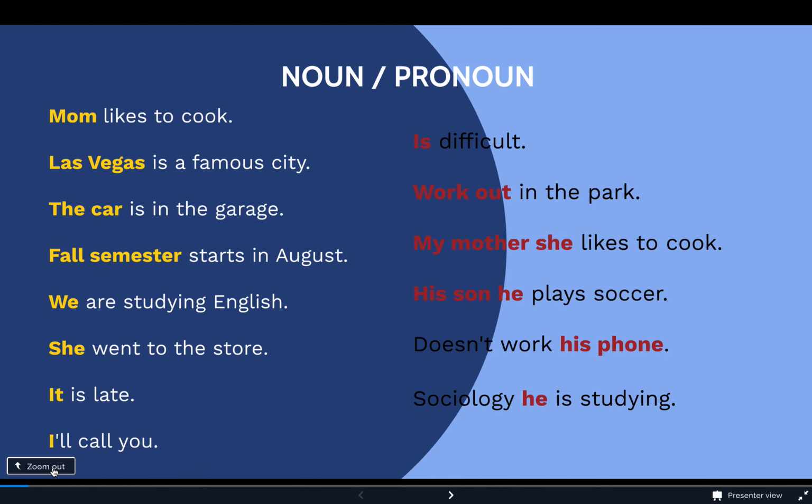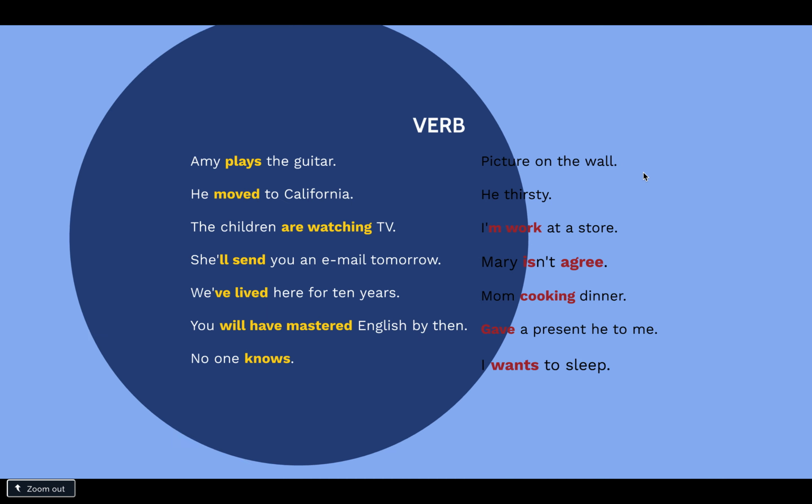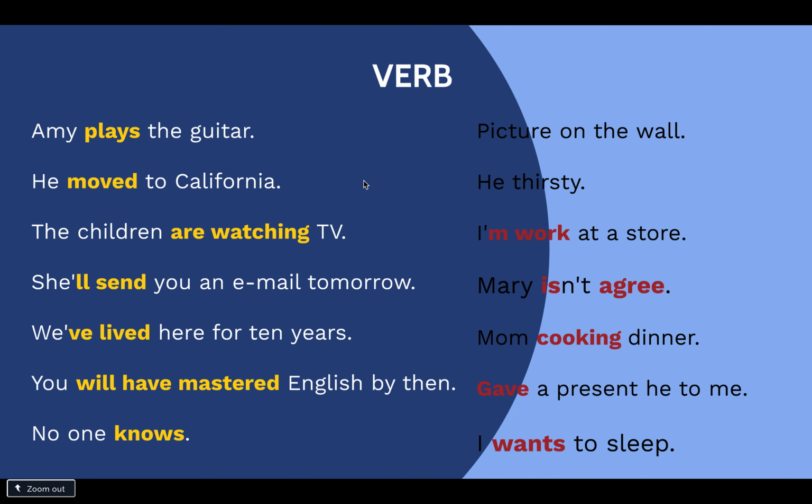Now let's look at the verb. Once we have our subject in place, we're going to follow with a verb. And again, if you remember from my presentation on parts of speech, a verb is a word that shows action or maybe state of being. If this is not a question, the verb is going to come second.